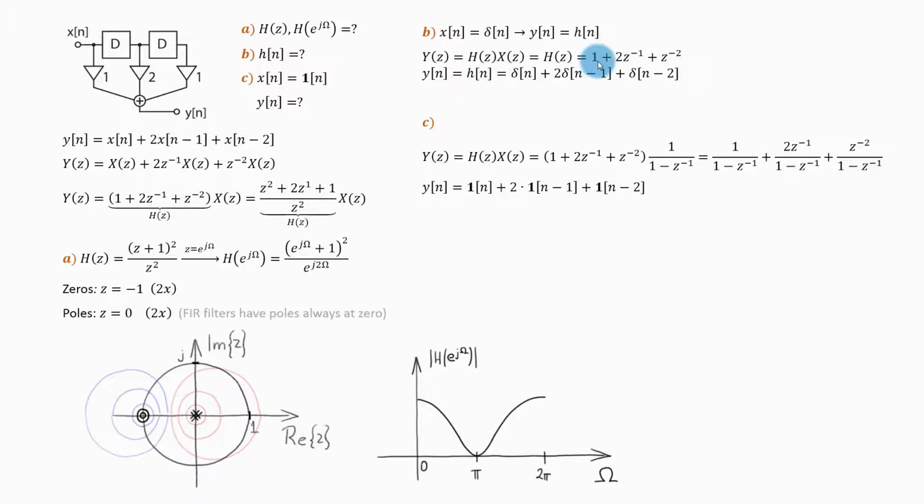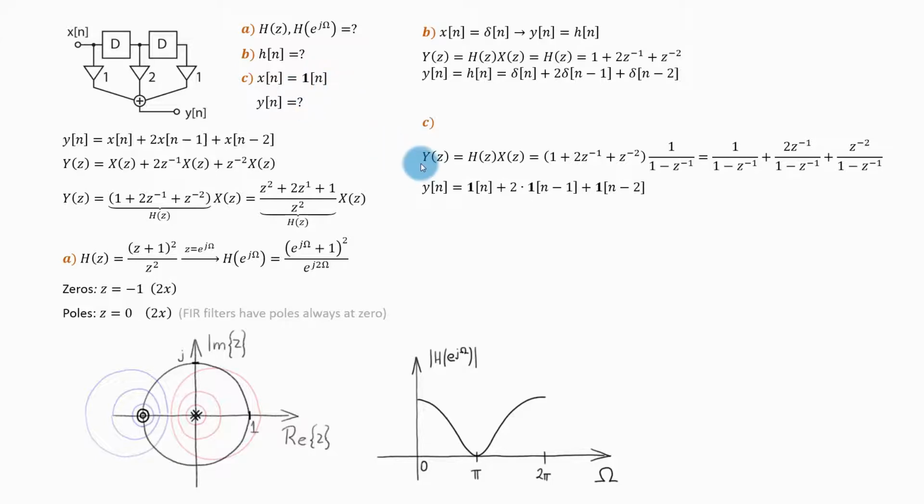This is just a constant, so the inverse z transform is the Dirac delta pulse. This is just a constant multiplied by z to the -1, so the inverse z transform is the constant multiplied by the Dirac delta pulse, but because of this z to the -1, I will have this time shift here. And this is again just a constant multiplied by z to the -2, and that will give me this time-shifted Dirac delta pulse.